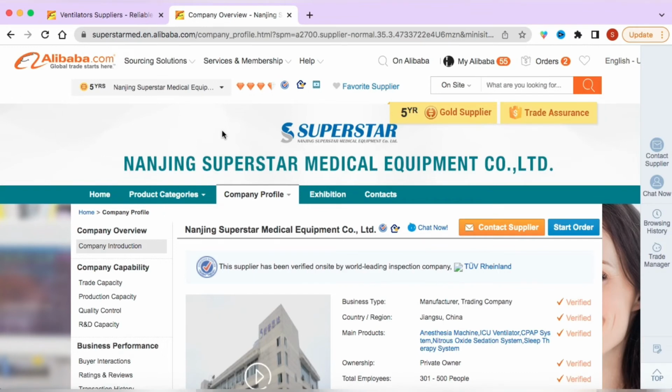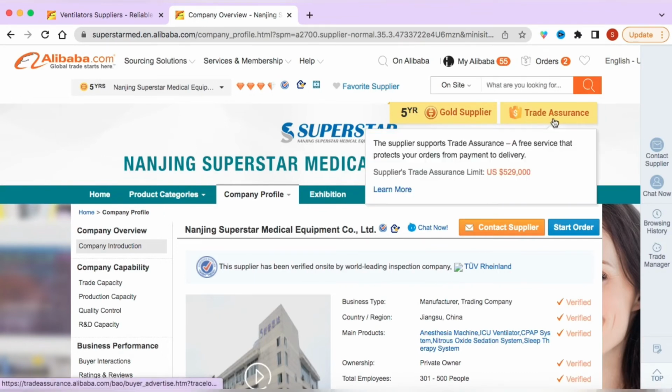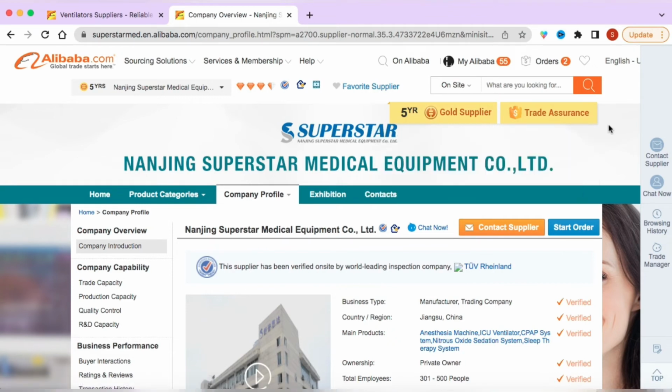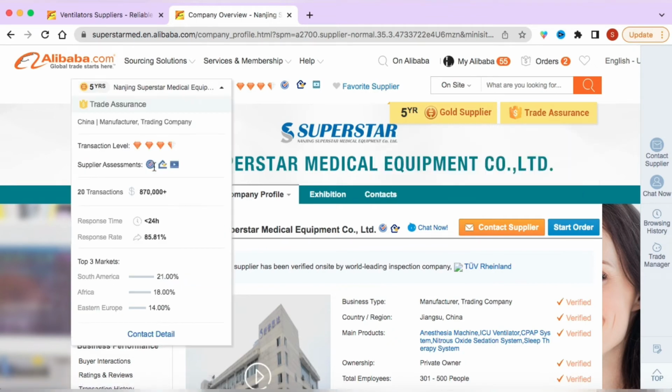So as you can see, this supplier is both a gold supplier, a verified supplier, and offers trade assurance. So that's a good thing, right? It's both a manufacturer and a trading company.